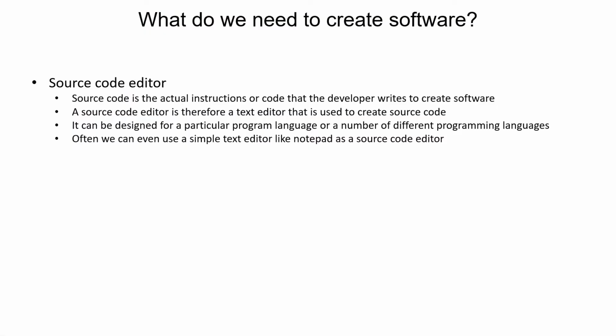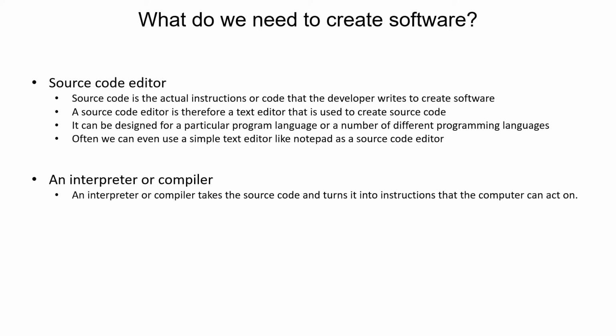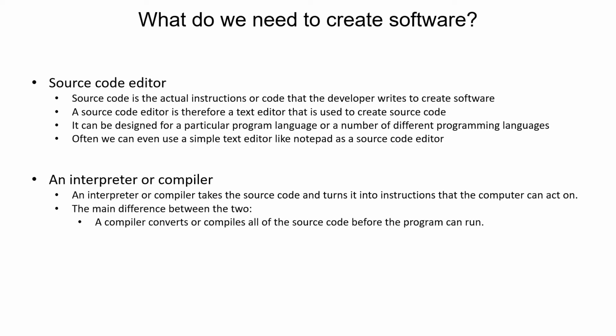Now that we've looked at the first of the tools that you would use in order for you to create software, let's look at our second one, an interpreter or compiler. In a previous lesson, we spoke of how the developer's source code has to either be compiled or interpreted into code that the computer can act on. Let's consider the difference between the compiler and the interpreter. A compiler takes the entire source code and converts or compiles it into the instructions that the computer can execute when the program or software is running.